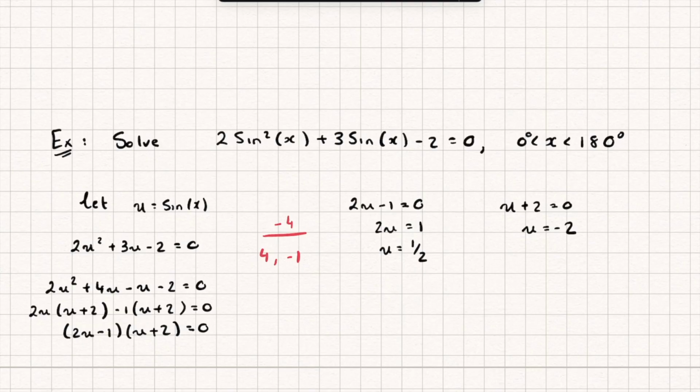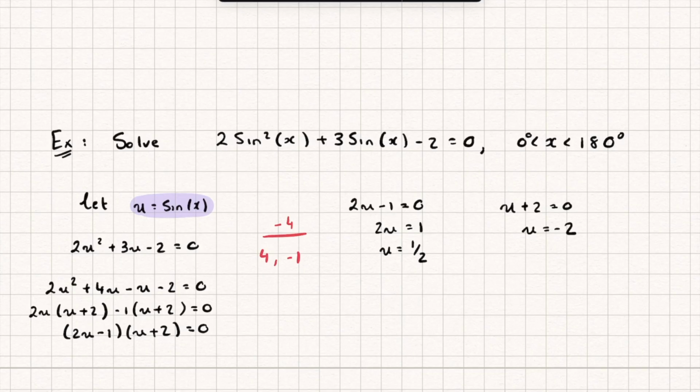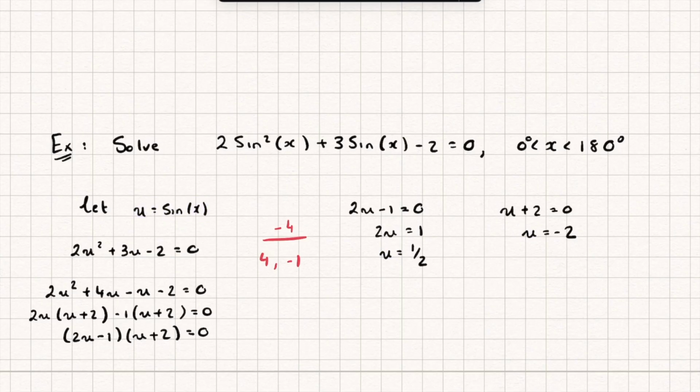Now remember, we weren't trying to solve this equation to find u, we were actually trying to find out what x was. So if we go back to where we made this substitution at the start, I said u was just equal to sine of x. So what I'm going to do is I'm going to undo that substitution, and wherever I've got a u, I'm going to write back in sine of x. So I have to solve sine of x equals a half, or sine of x equals negative 2.